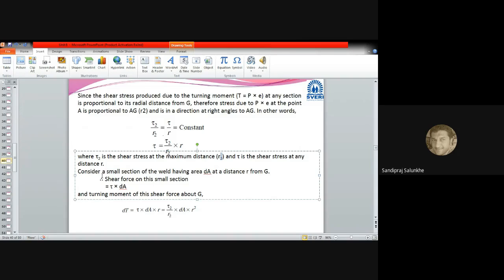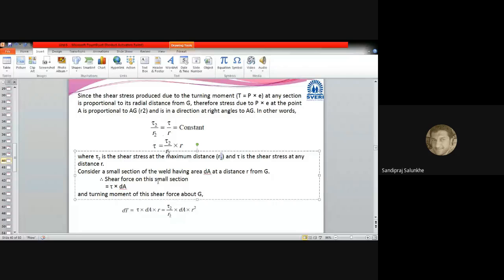Now, the design has always been done for the maximum shear. Now, by considering a small section of the weld having dA as a small area, because it is going to vary with respect to the distance from the CG. That's why we consider dA as a small area at a distance of R from the CG, and this can later be integrated for calculating the total shear.